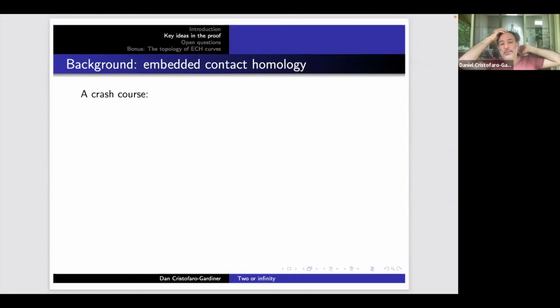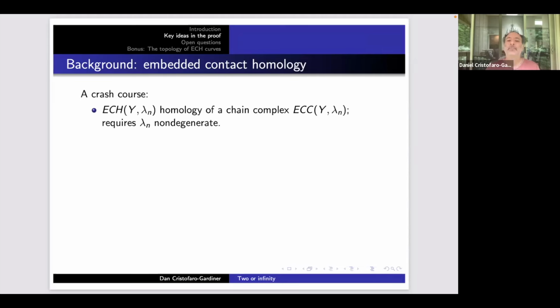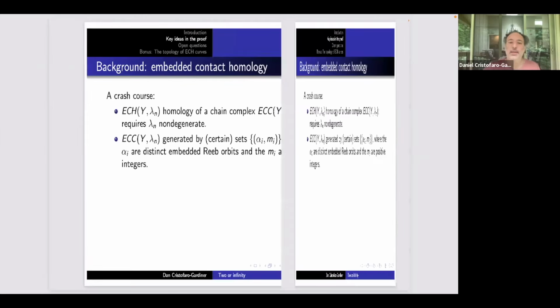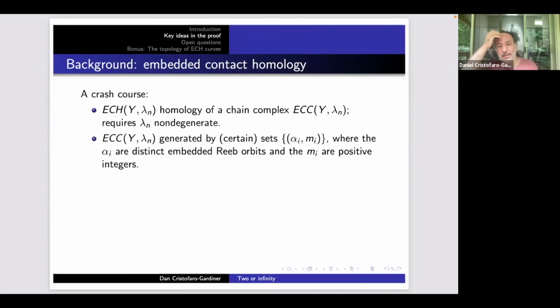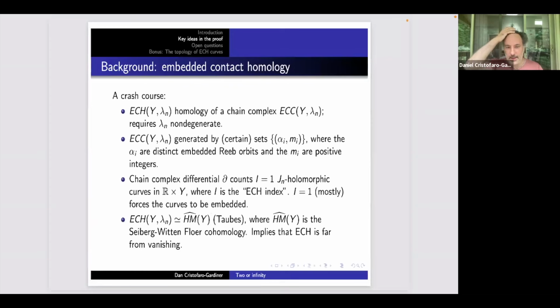Okay, so let's at least try to say how this goes. Like I said, we want to use embedded contact homology. There have been many, many talks on embedded contact homology, so I don't want to belabor this too much. The homology of a chain complex requires the contact form to be non-degenerate. It's generated by sets of orbits. The differential counts ECH index 1 holomorphic curves in R cross Y. The point is that this index 1 condition, for the most part, forces the curves to be embedded. That's why it's called embedded contact homology.